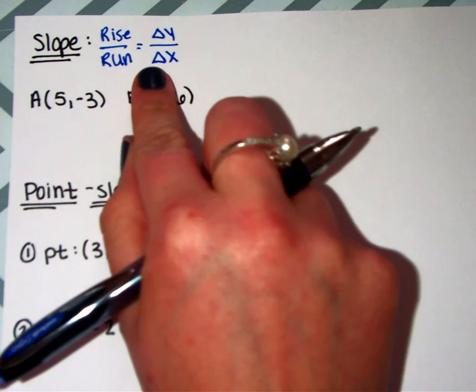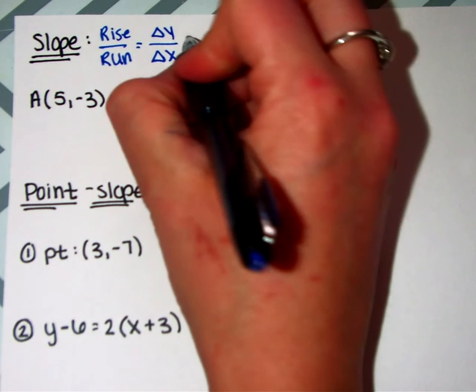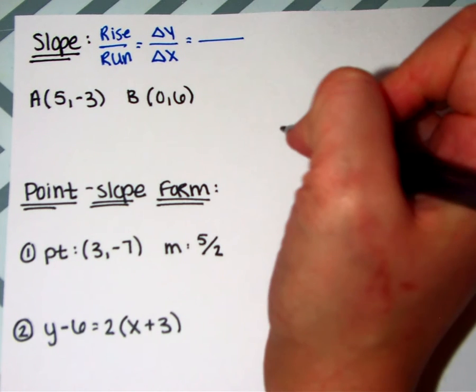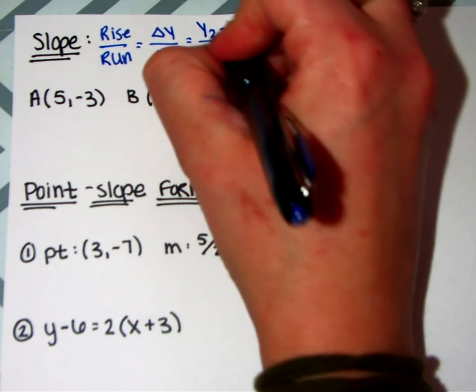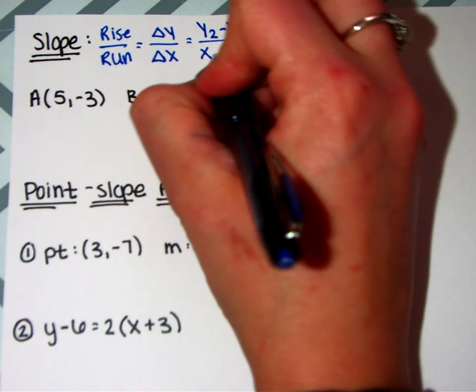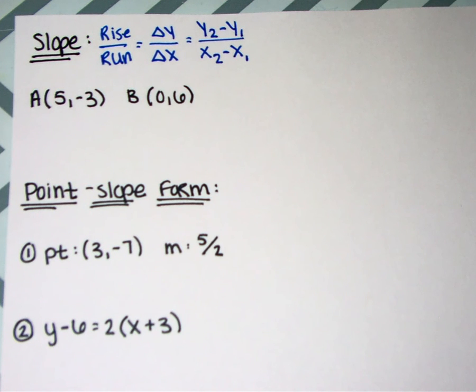And that little triangle is referred to as delta. Delta means change. In math world, the way that we write change is using subtraction: y sub 2 minus y sub 1 over x sub 2 minus x sub 1. We're finding the difference between my x values and my y values. So let's go ahead and practice finding the slope of 2 points.